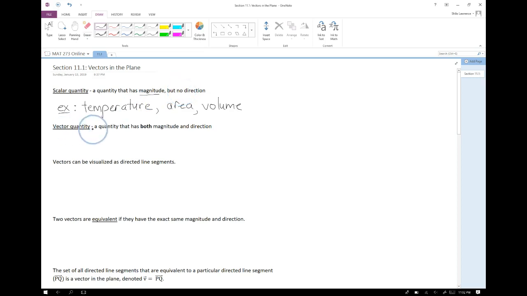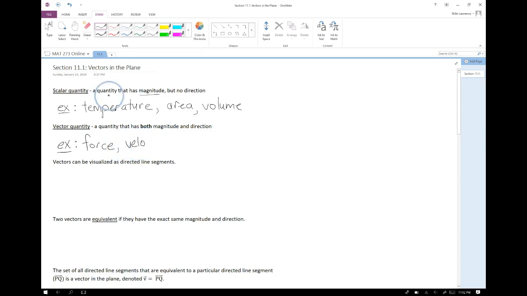So what's different about vectors is that a vector quantity has both magnitude and direction. And if you've already taken physics, you may know that force is a vector. When you apply a force to something, you are applying both a magnitude, usually in terms of pounds or newtons of force, but you're also applying that force in a particular direction.